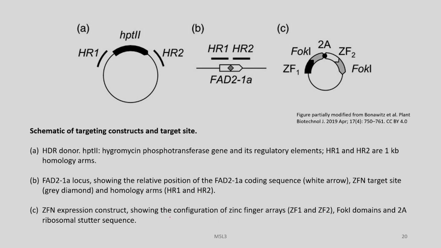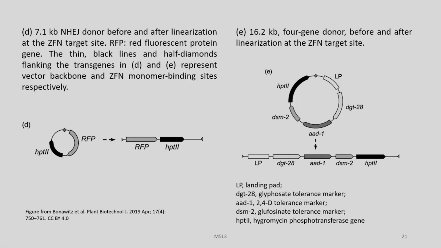So, these ZFN expression constructs show the configuration of the zinc finger arrays, FokI domains and the two-way ribosomal stutter sequence or the ribosomal skipping sequence. In figure D you can see the 7.1 kb NHEJ donor before and after linearization. So, this is the same gene when linearized here. So, you have the sequence of this gene in this particular order.